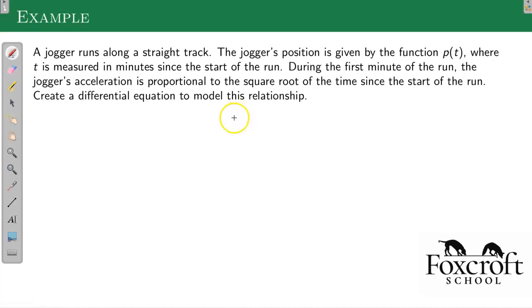All right, a jogger runs along a straight track. The jogger's position is given by P, where t is measured in minutes. During the first minute of the run, the jogger's acceleration is proportional to the square root of the time since the start of the run.